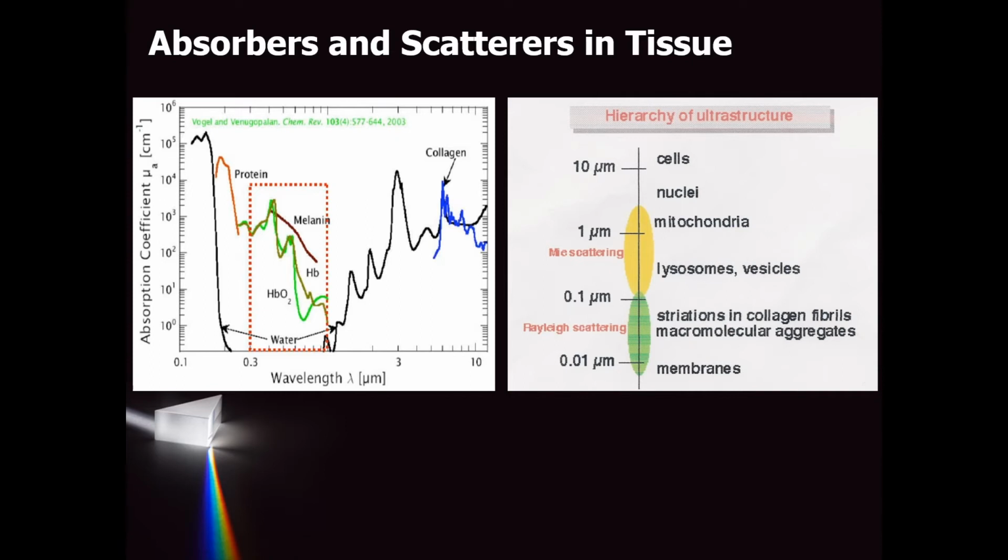And on the other hand, in the UV to near infrared wavelength range, the major scatterers in tissue are cell nuclei, mitochondria, and collagen fiber with a size from 10 microns to submicron, which is close to the light wavelength. Photons are most strongly scattered by those structures whose size matches the photon's wavelength.